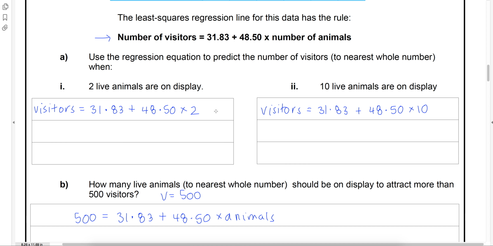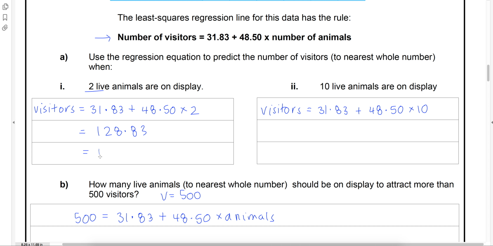So all we need to do is use our rule and substitute what we have been given into that rule. So we were given that there were 2 live animals. So you'll see here that I substituted 2 for number of animals. I then will calculate that. So you should have your calculator with you. You can type it in and calculate it with me. But I got 128.83 and we wanted to the nearest whole number. So I'll just jot down what I got.